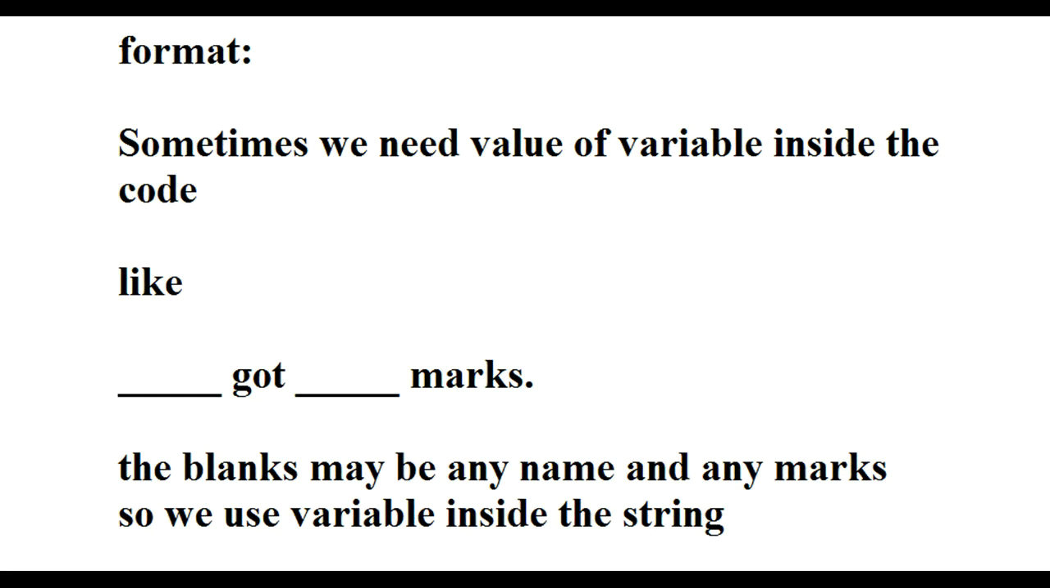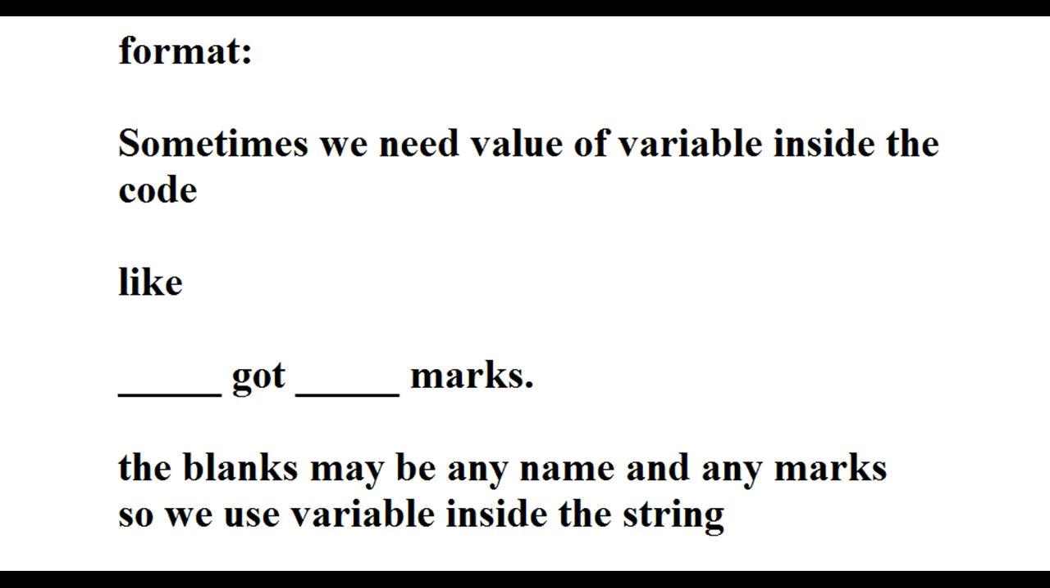Now we are going to discuss a little bit the format of a string. Sometimes we need values of variables inside the code, like "blank got blank marks." Let's suppose I'm writing some variables inside the code, that someone named Hanif got 90 marks. Then Hanif and 90 are the variables. In the names you can put anyone's name, and in the marks any type of number, someone with 40, someone 60, someone 90, 70, and maybe anything. So how will we write the variables inside a string?